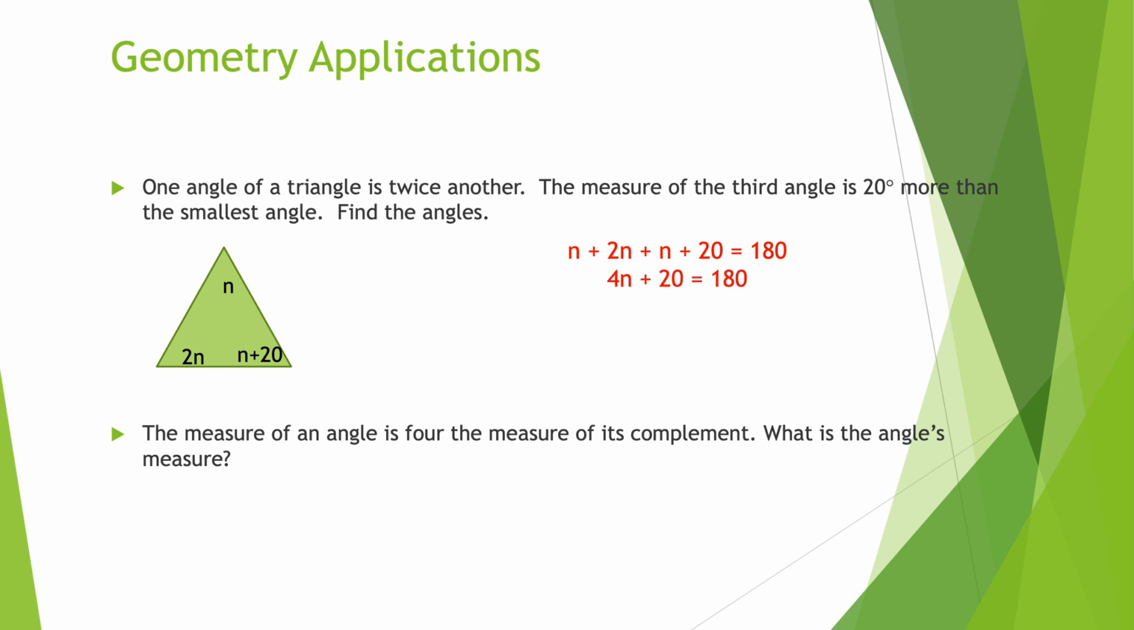Same side, same operation here. So 4n plus 20 is 180. Subtracting 20 from both sides, 4n is 160. Dividing by 4, n is 40. And that's the correct solution.